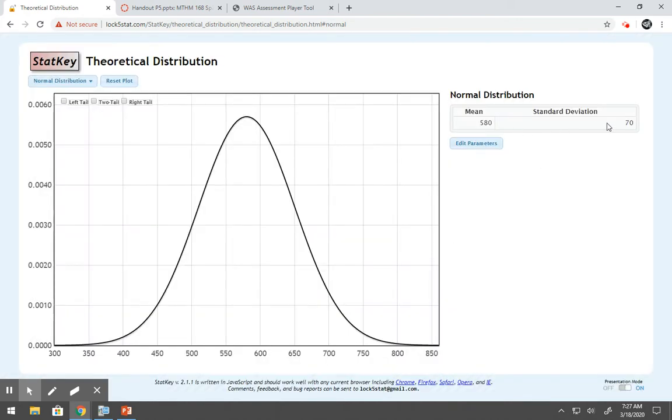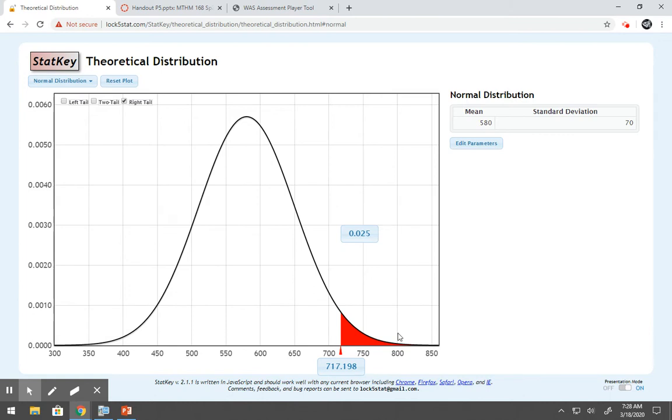So I have those centers. Now I've got to pick a tail or I'm not going to see anything going on here. And this one, I'm going to pick a right tail. You can see that I now get a p-score, which is associated with an endpoint. If I change the endpoint, the p-score changes. If I change the p-score, then the endpoint changes.